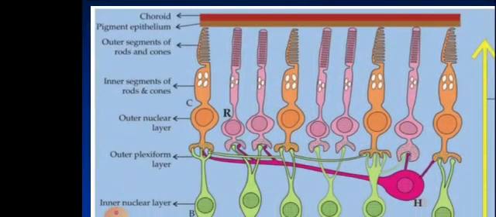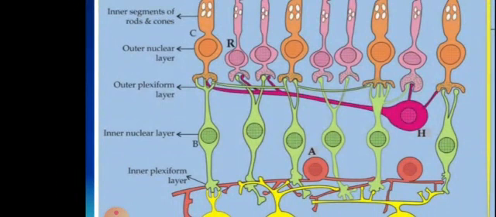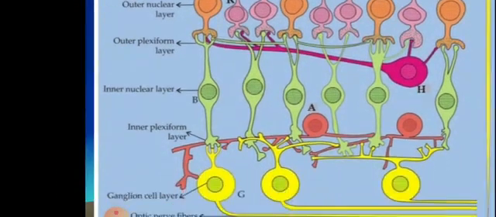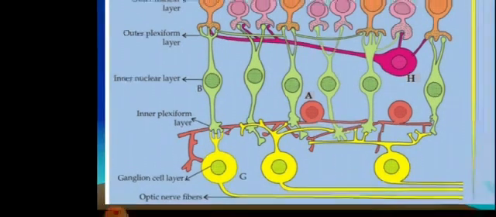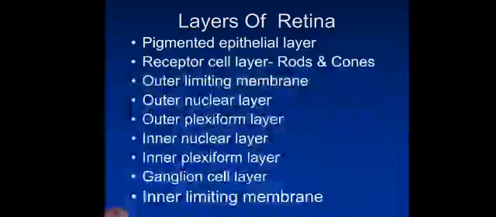So we start from the pigment epithelium. Then you have the rods and the cones, which is divided into the outer segments of the rods and the cones and the inner segments of rods and the cones. Then you have the outer nuclear layer, the outer plexiform layer, the inner nuclear layer, the inner plexiform layer, the ganglion cell layer. Finally, you can see the optic nerve fibers taking the sensations to the visual cortex. So this is basically the layers of the retina.